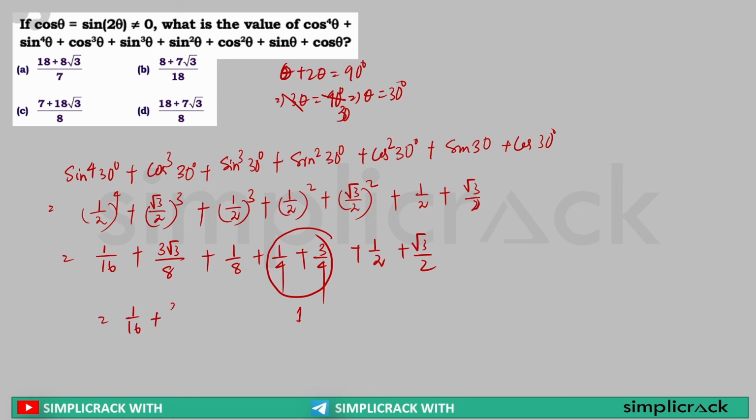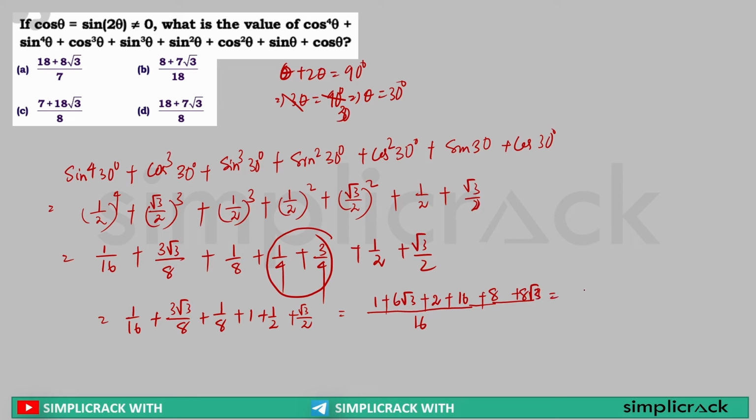1 by 16 plus 3 root 3 by 8 plus 1 by 8 plus this one plus 1 by 2 plus root 3 by 2. So for all this, what will be the denominator? 16, because of the LCM. Now 16, 1 will be as it is. 8, so it will be 2. So 2 into 3 is equal to 6. Root 3 plus 2, 1, 16 plus 2, 8 is 16. 2, 8, so it is 8 root 3.